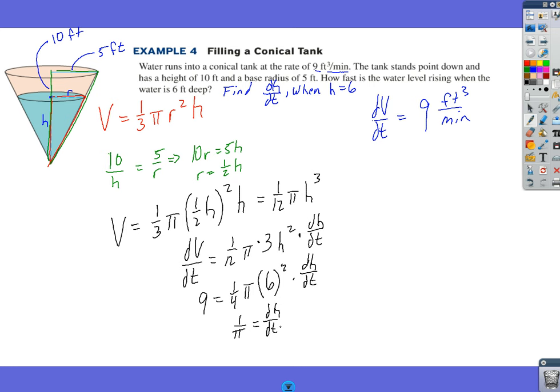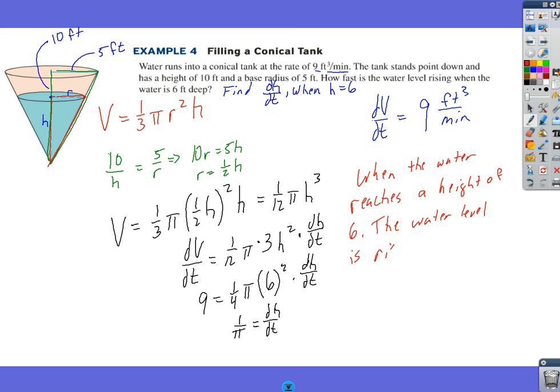So I'll write my answer out as saying: when the water reaches a height of 6, the water level is rising at a rate of 1/pi feet per second.